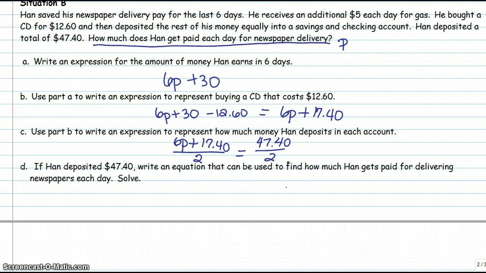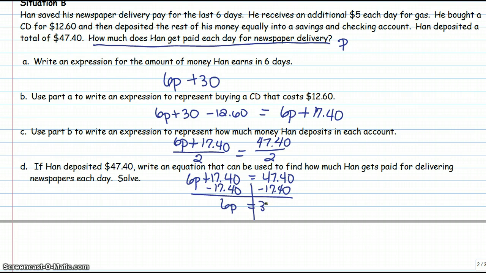If we want to solve this equation faster, all we need to do is look at the numerators. 6p plus 17.40 equals 47.40. Now we use inverse operations. Subtract 17.40 on both sides. That'll give us 6p equals $30. So if we divide by 6 on both sides, he gets paid $5 for each day of delivery.